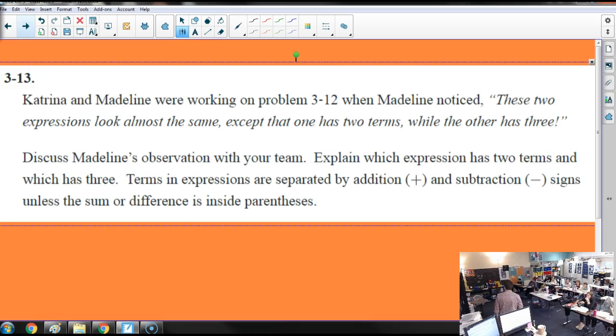Katrina and Madeline, we're working on a problem. They're kind of having one of those math is hard conversations. So Madeline noticed these 2 expressions look almost the same, except for one has 2 terms while the other has 3.